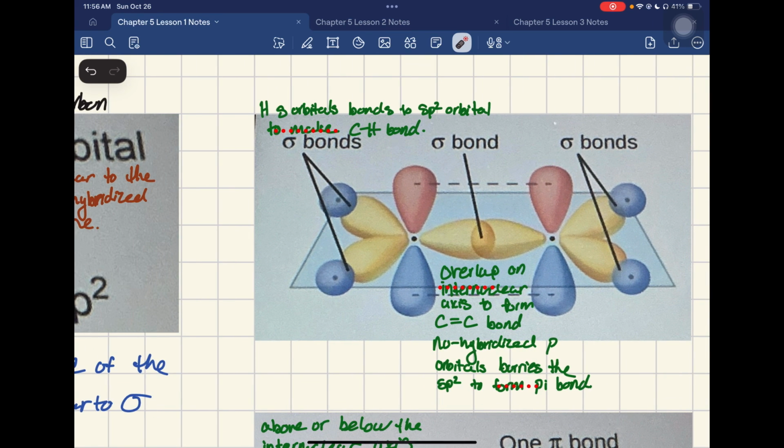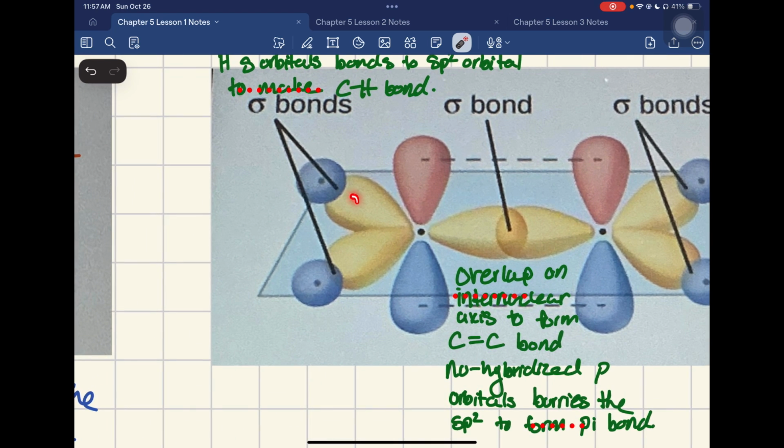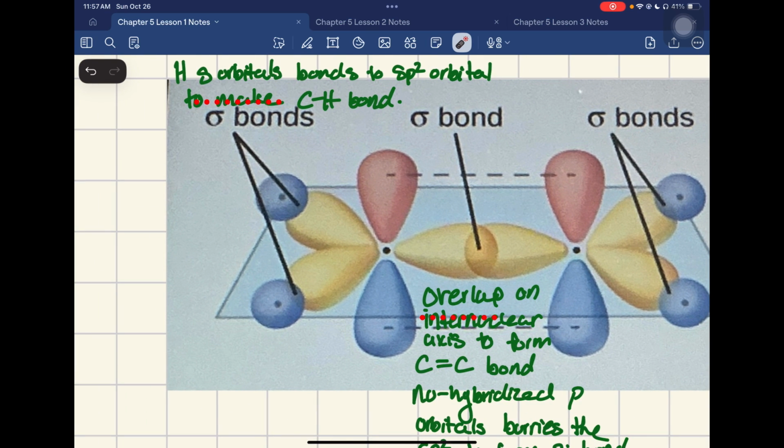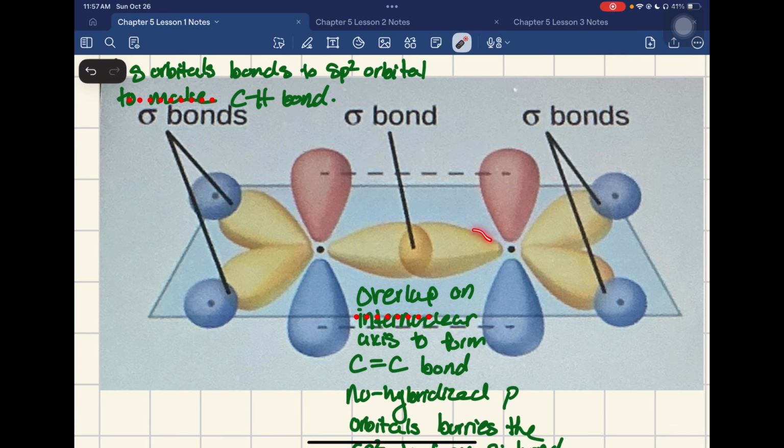So down here we have an s orbital that bonds to the hydrogen s orbital, and the sp2 orbitals bond to make a carbon-hydrogen bond. So right here is sp2, sp2, sp2. Right here is the s orbital of the hydrogen, which then bonds right here, creating sigma bonds. So keep in mind that this is hydrogen, hydrogen, and then this is the carbon, which is reaching out and bonding, using its sp2 and H to make that sigma bond. Then between the carbon and the carbon, there's also a sigma bond being formed to connect the two carbons.